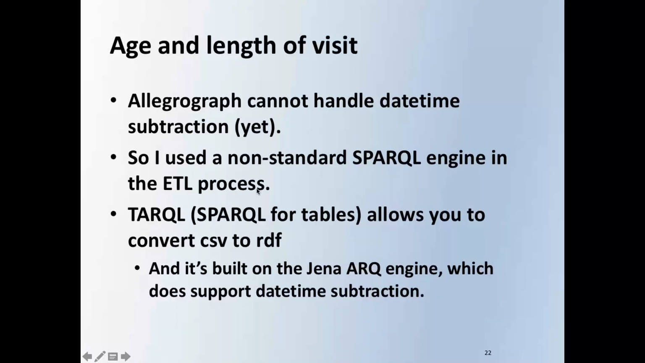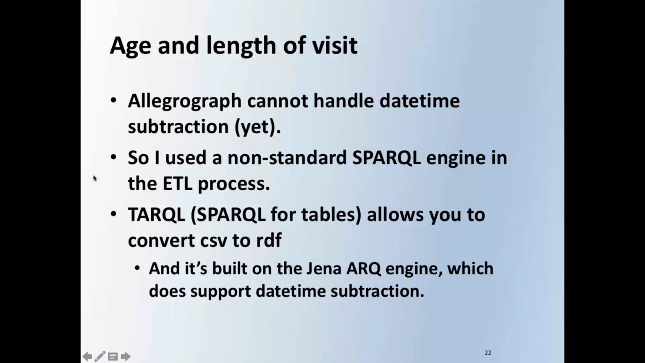But Allegrograph cannot handle datetime subtraction yet. And that's what you need to do to say today's date minus that patient's birth date is their age, and their discharge date minus their admit date is the length of their hospital stay. Allegrograph just can't do that. So I used a combination of those two other strategies I mentioned, either pre-processing with some code or using a non-standard SPARQL engine. I actually did both of those things.